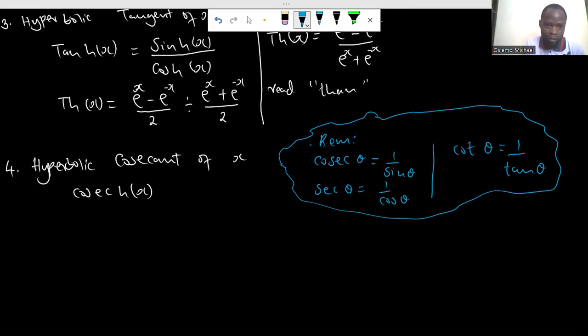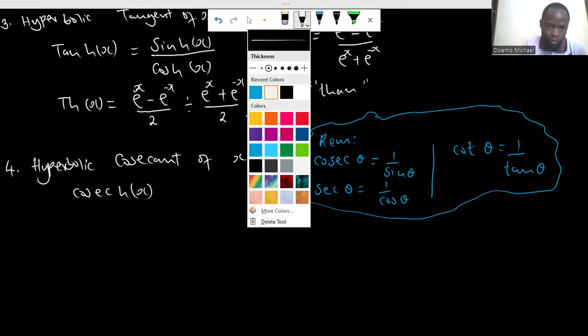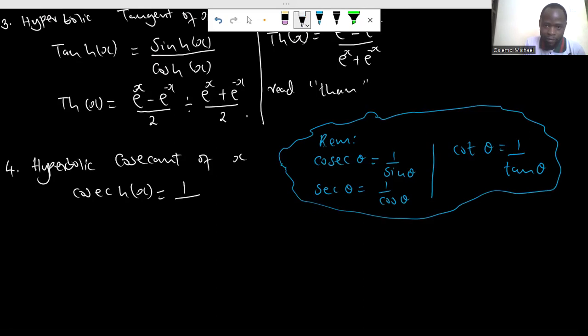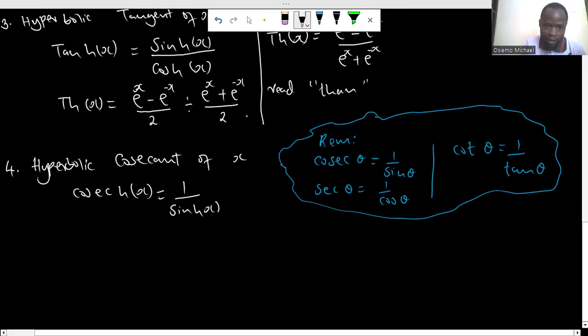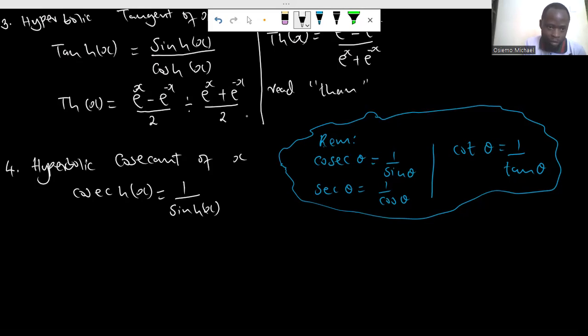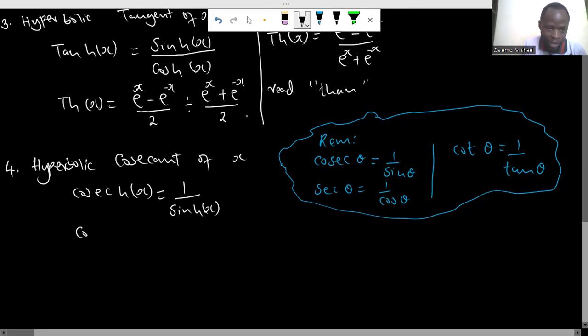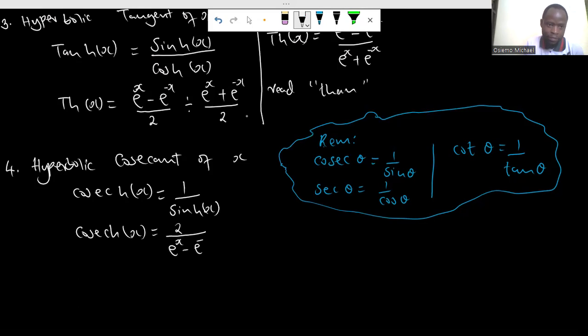So for the cosech hyperbolic function, it takes the same meaning, equal to 1 over sinh of x. This means it is only the reciprocal. So you can have cosech of x equals 2 over exponential x minus exponential negative x.